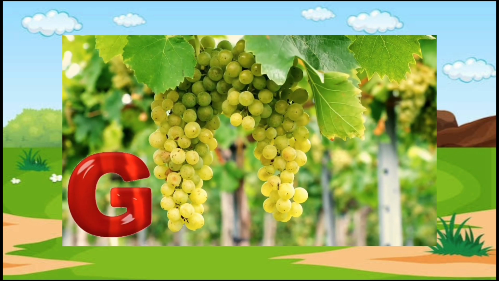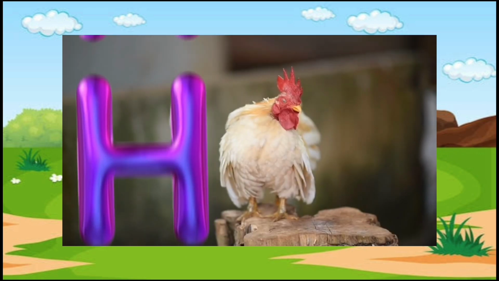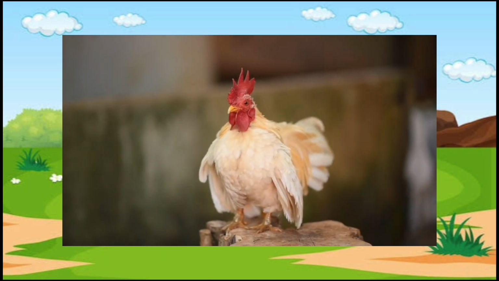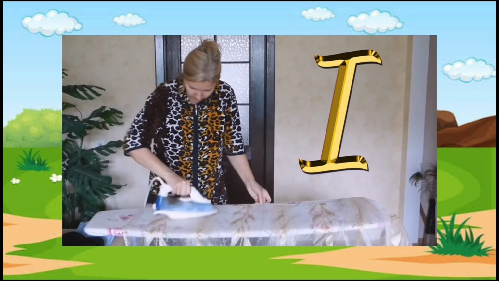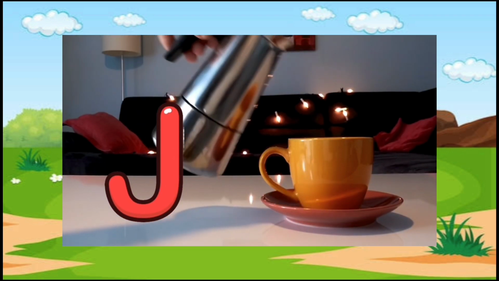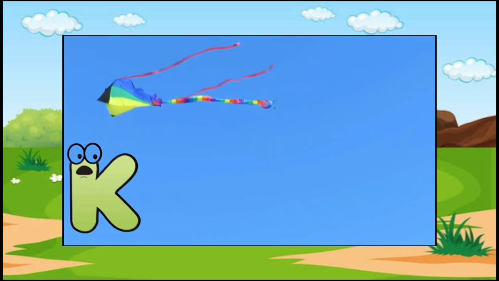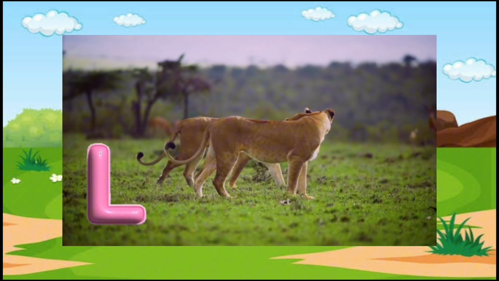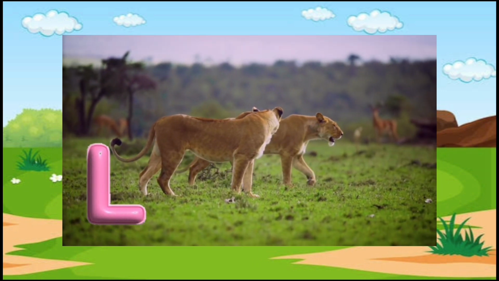G for grab, g, g, g. H for hand, h, h, h. I for iron, i, i, i. J for jug, j, j, j. K for kite, k, k, k. L for loin, l, l, l.